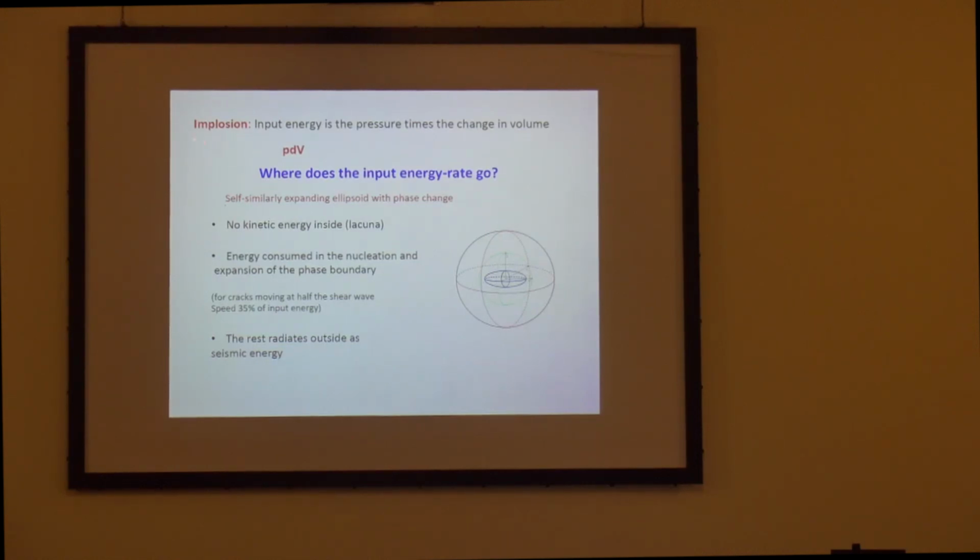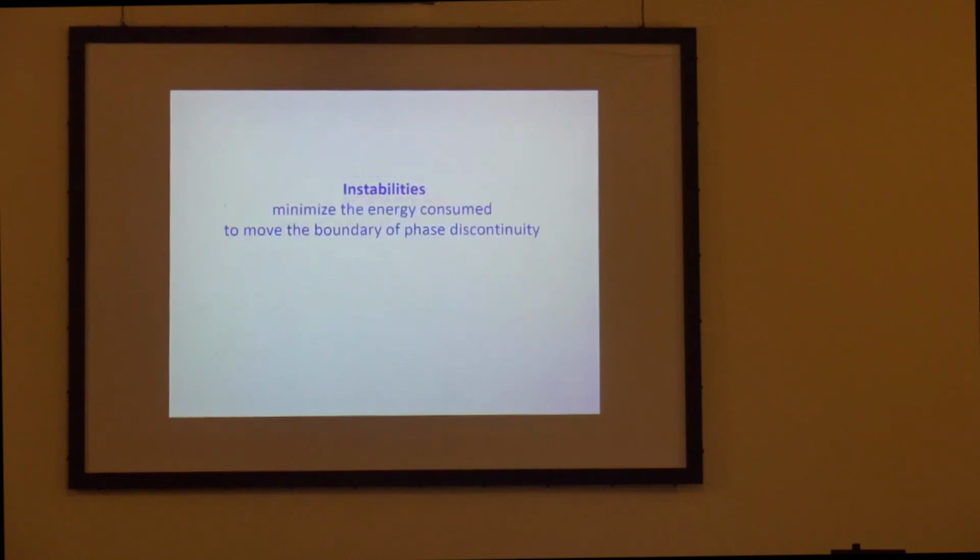So if you have the implosion, input energy, the pressure times the change in volume, PdV, let's say, where does the input energy go? There would be no kinetic energy inside. Then energy will be consumed in the nucleation and expansion of the phase boundary. Let's say for cracks moving at half the shear wave speed, 35% of the input energy is lost in the crack expansion process, and the rest will radiate outside as seismic energy.